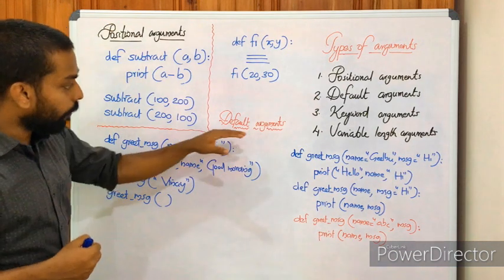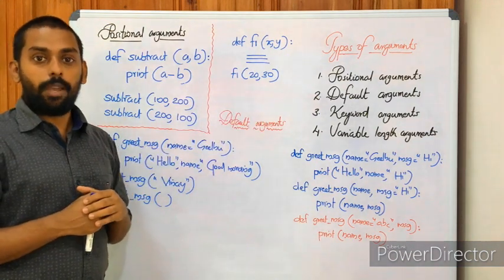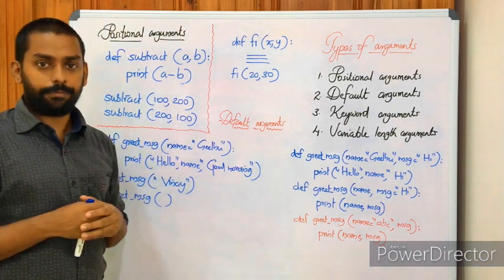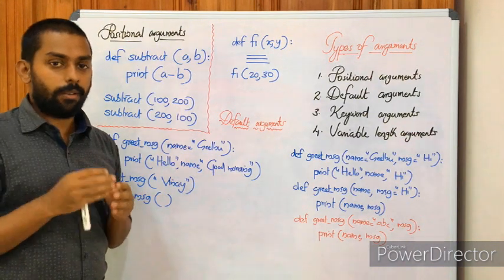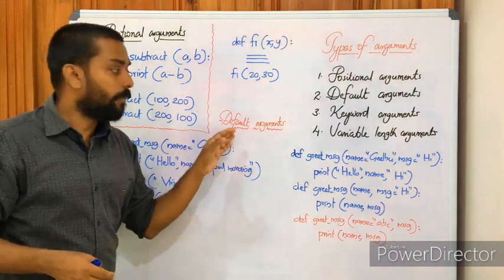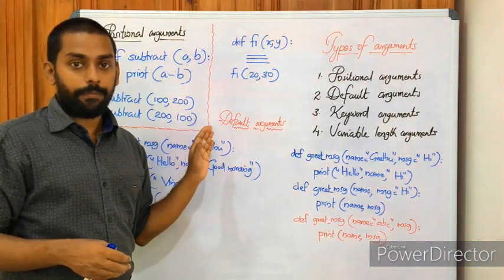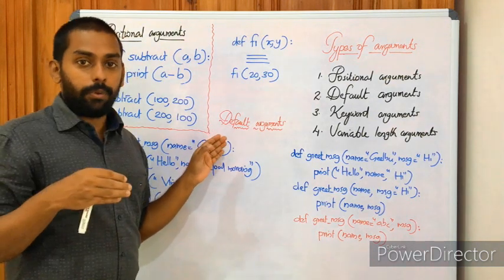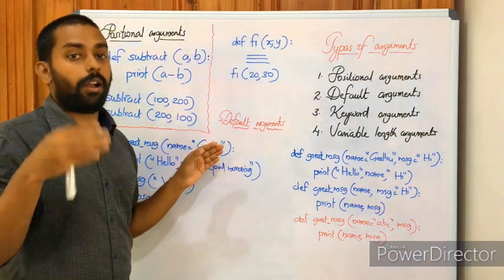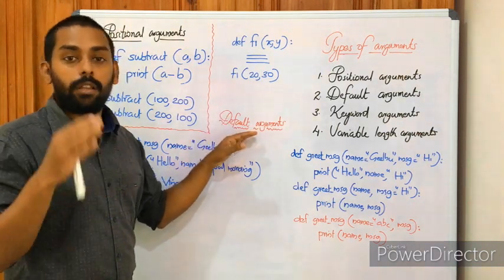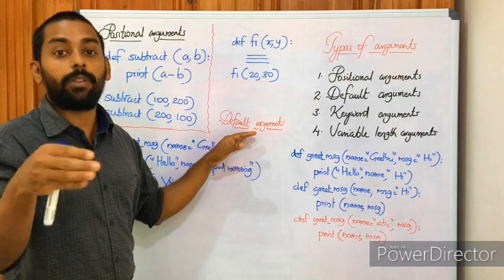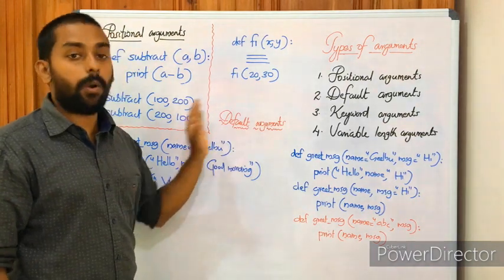And the second one is default arguments. We have already seen what a default argument is. What is the meaning of default? We can think of it as already having. So a default argument is an argument which assumes a value if no value is passed to the function for that argument. That is what a default argument is.